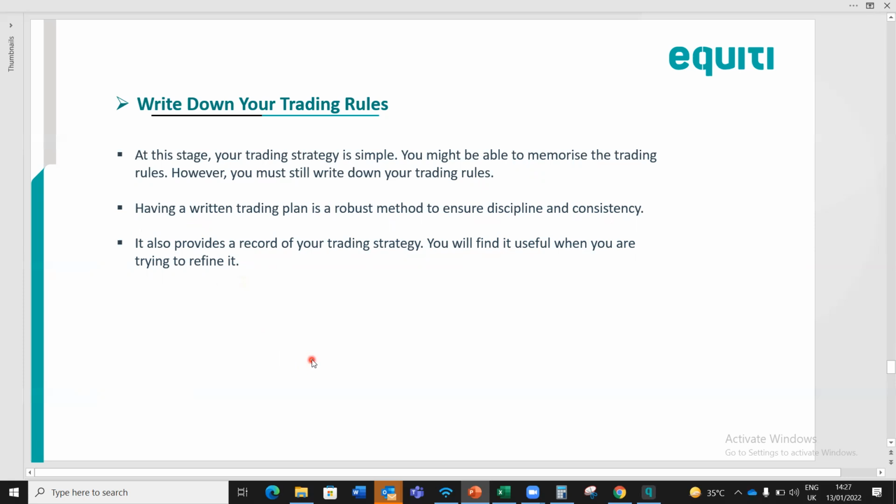Okay, so write down your trading rules. Write it down: the assets you're trading, what you saw that made you decide to enter the market for a buy. How did you determine your stop loss? Okay, was it the best way to determine that stop loss? You should write it down. It will help you a lot.